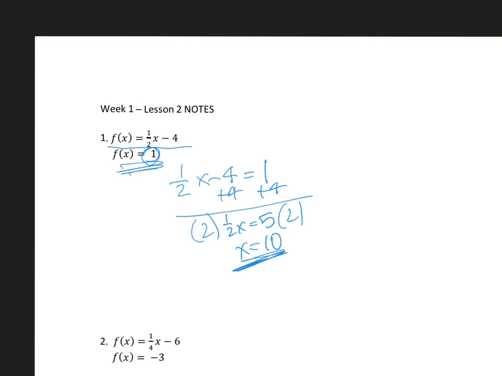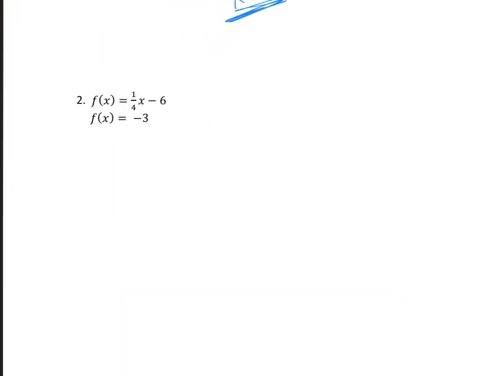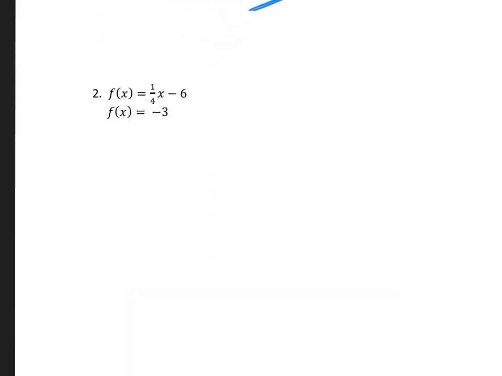Okay, so I'm going to show you one more. Let me move this up here. All right, so here, again, you just take the original function, set it equal to the output that was provided, and then solve the equation.